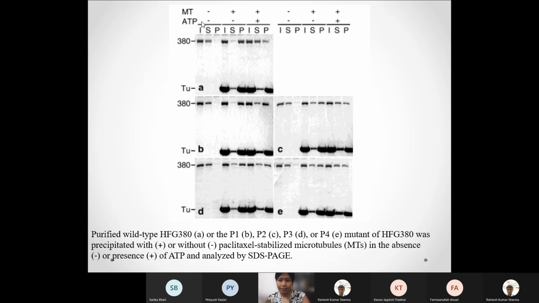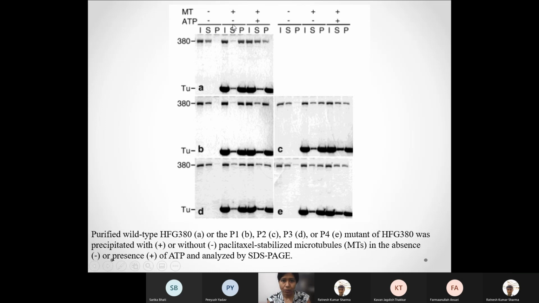So they did that, they just spun it. Spin करने से क्या होता है? You will have a pellet that is all that network structure, and then you will have a supernatant. Supernatant में क्या होगा? Unpolymerized part. So you will have a polymerized part in the pellet and unpolymerized part in the supernatant. So this is what the indications here are. You have a microtubule, you've added microtubule or you've added ATP. These are the different conditions. You have the input, you have the supernatant, which is the unpolymerized part, pellet, which is the polymerized part.